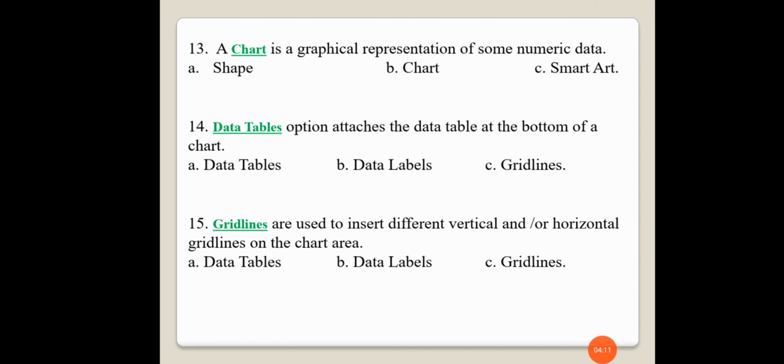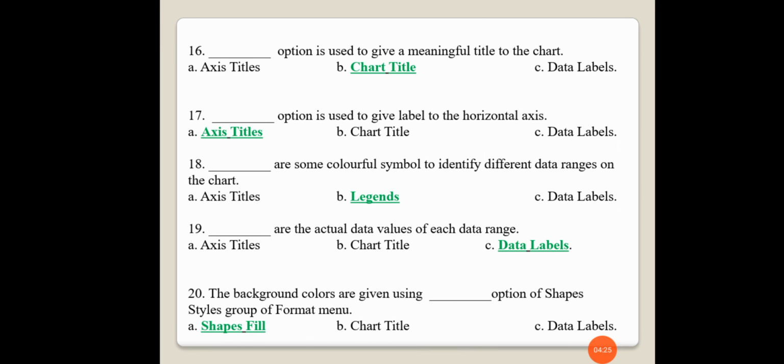15th, dash are used to insert different vertical and horizontal grid lines on the chart area. Options are A data tables, B data labels, C grid lines. So answer is grid lines here. 16th, dash option is used to give a meaningful title to the chart. Options are A axis titles, B chart title, C data labels. So answer is chart title here.